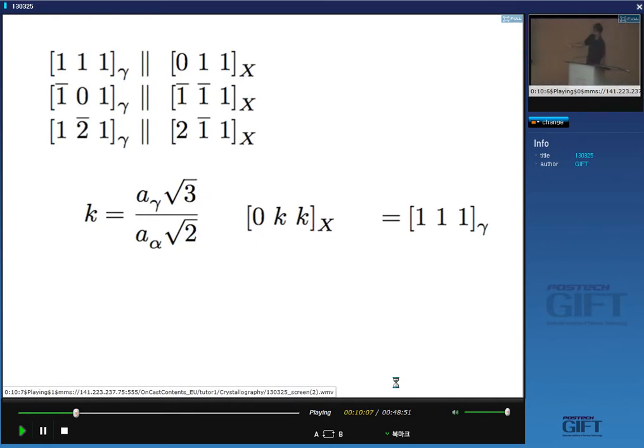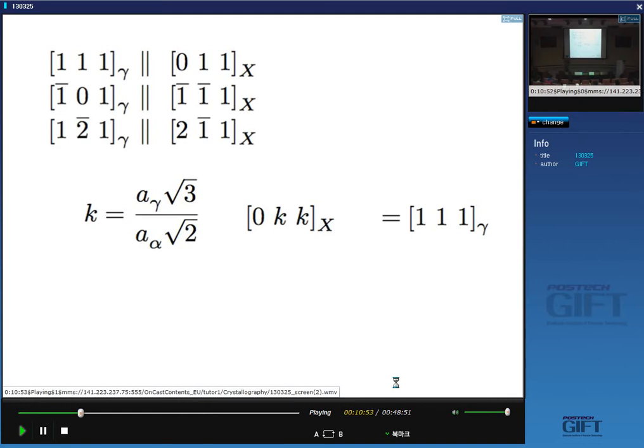So the magnitude of the 1-1-1 vector is a gamma times root 3, the lattice parameter times root 3, right? And the magnitude of the 0-1-1 vector is a alpha root 2. So this here becomes 0 k k of ferrite parallel to 1-1-1 of austenite. So these are now equal, not just parallel. If I multiply 0-1-1 by k, then these two vectors become equal, because k is the ratio of the length of the 1-1-1 gamma vector divided by the length of the 0-1-1 alpha vector. Is everyone happy with that?